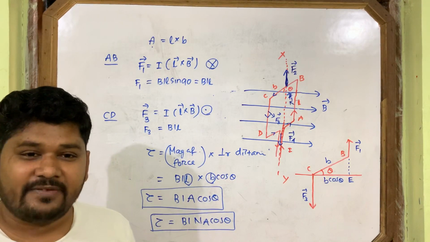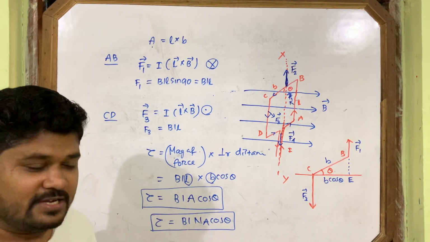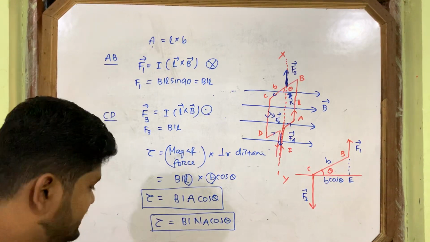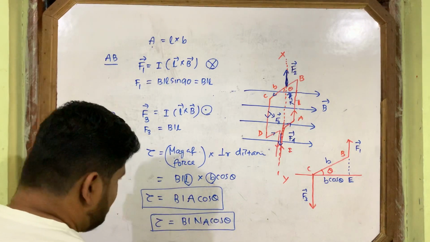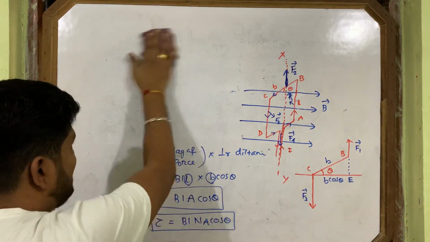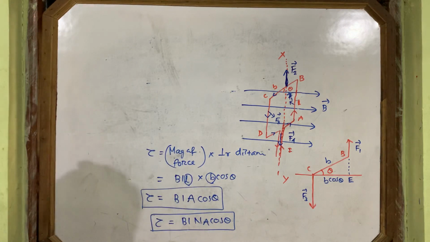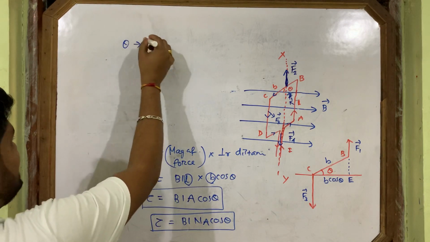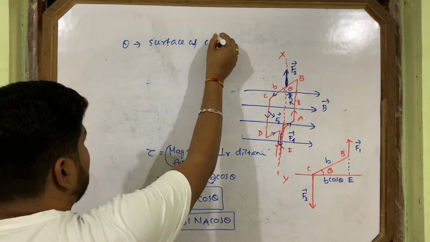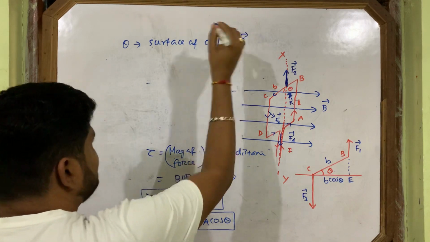The angle is different here. Understand? So now let's see why the sin theta expression is there. Why does the sin theta come here? I am going to tell you about that sin theta. So I choose theta as the angle between the surface of the coil and the magnetic field.